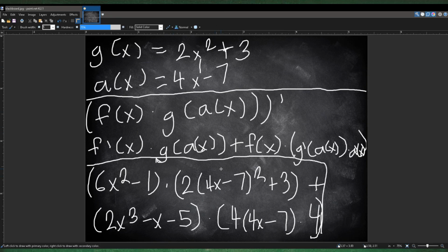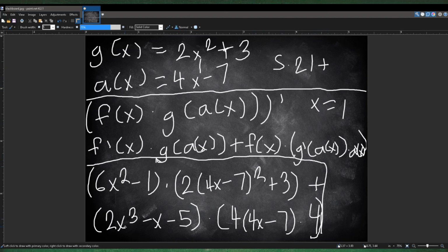But basically, when you do calculus, you don't really have to simplify all this to make a perfect polynomial. Usually when they ask for a derivative, they're going to ask for a derivative at a point. So let's say they want the derivative of f times g of x of a of x at x equals 1. Now you just have to plug 1 into the equation. So that would be 6 times 1 squared is 6. 6 minus 1 is 5. And then you have 4 minus 7, that's negative 3. Negative 3 squared is 9. 9 times 2 is 18. 18 plus 3 is 21. So it's 5 times 21, plus.